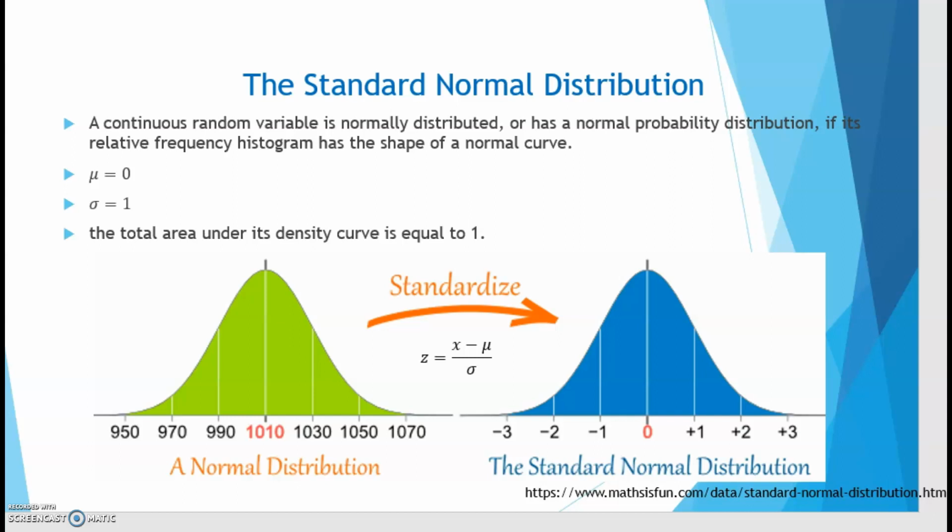There's two things, actually three things, that are always going to be true about your standard normal distribution. Number one, your mean is always going to be equal to 0, right here. Your standard deviation will be equal to 1. The total area under the density curve, so that's talking about all this area under that curve, is going to be equal to 1.